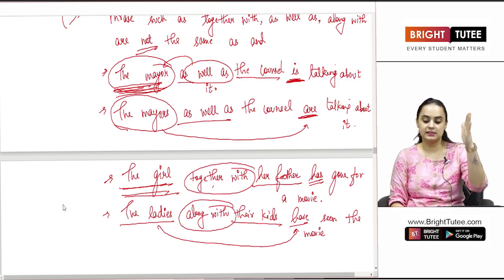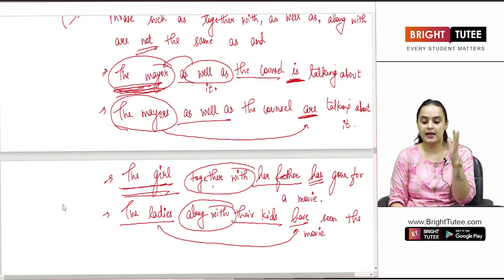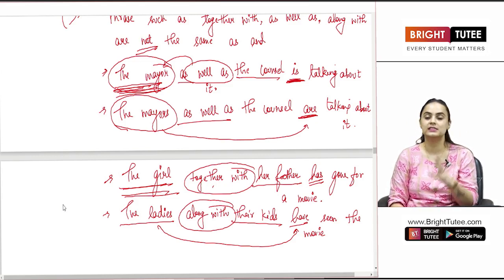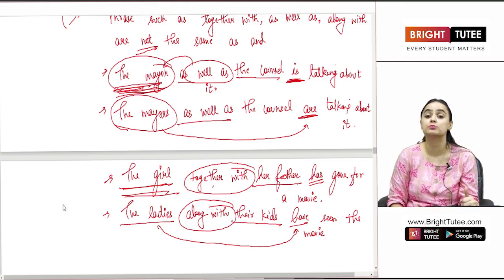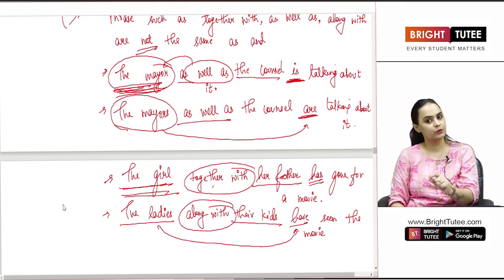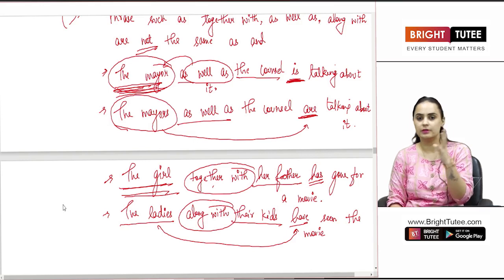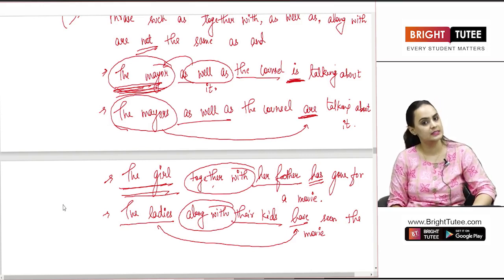So, phrases like "together with," "as well as," and "along with," whenever we use such phrases in a sentence, we have to look at the subject before them. If it is plural, we put a plural verb. If it is singular, we put a singular verb.